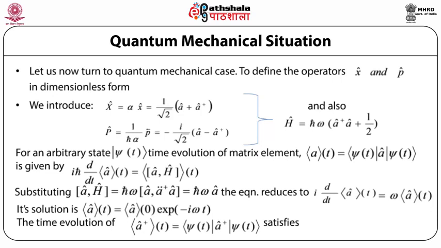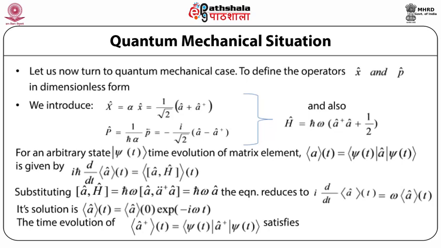can be given in terms of the differential equation as iħ times the derivative with respect to time of the matrix element of operator A as a function of time, and this is further given as the expectation of the commutator of the operator A and the Hamiltonian operator H as a function of time. Now, substituting for the value of the commutator of A and H, which is given by ħω times the commutator of A with A†A, this turns out to be equal to ħω A.